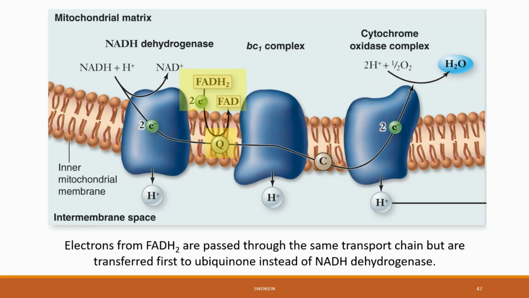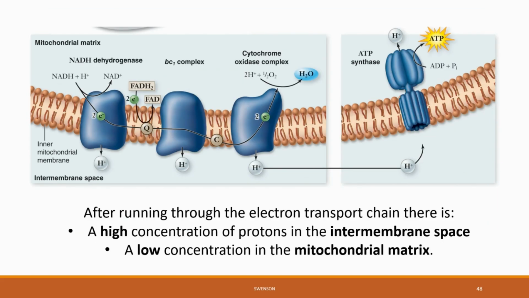Electrons from FADH2 are passed through the same transport chain but are transferred first to ubiquinone instead of NADH dehydrogenase. And after running through the electron transport chain, now we have a high concentration of protons in the intermembrane space that is built up. All of these NADHs and FADH2s that are passing their protons through these transmembrane proteins build up a high concentration of them.